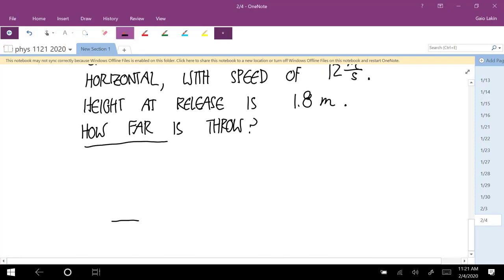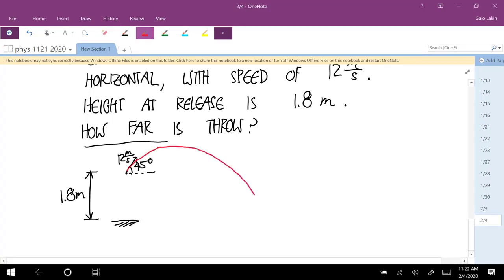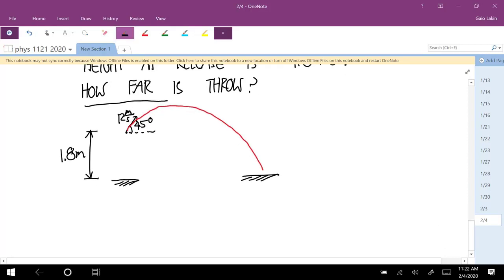Okay, so it's released at an angle of 45 degrees above horizontal with an initial speed of 12 meters per second. So this is 45 degrees, and this height is 1.8 meters, and the flight is like that. And we want to figure out this distance.